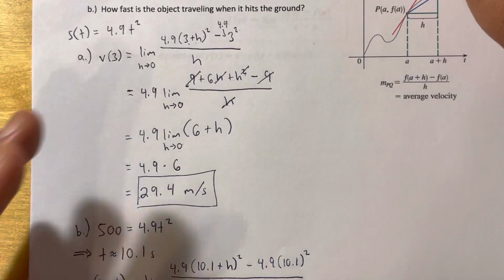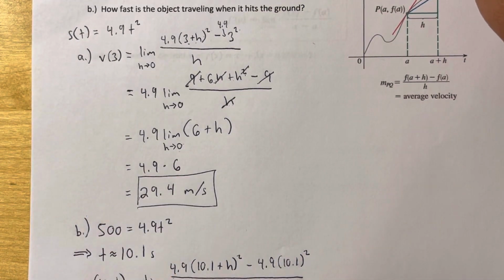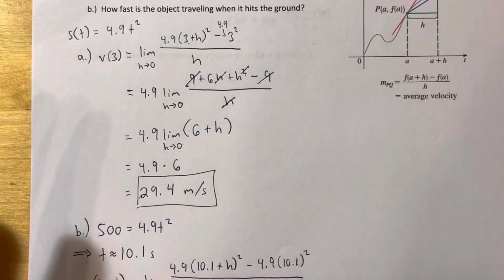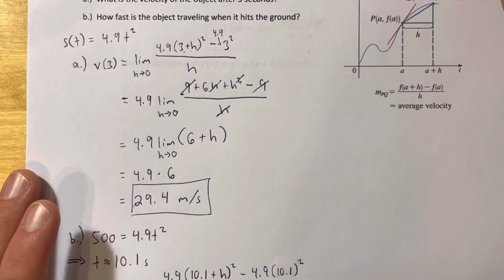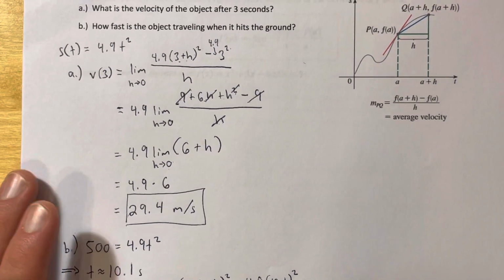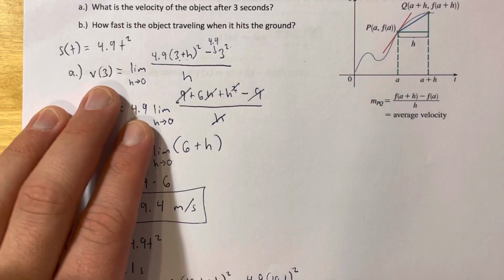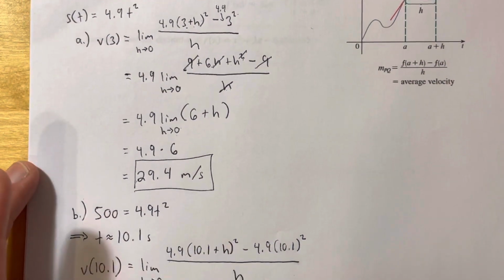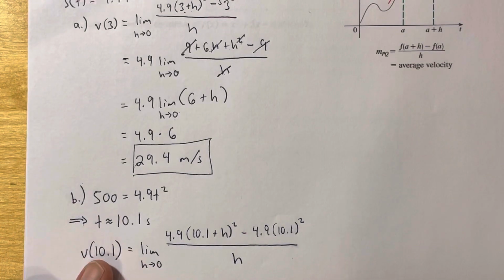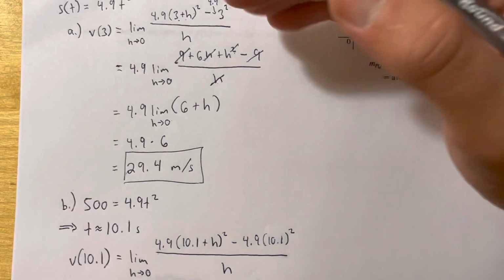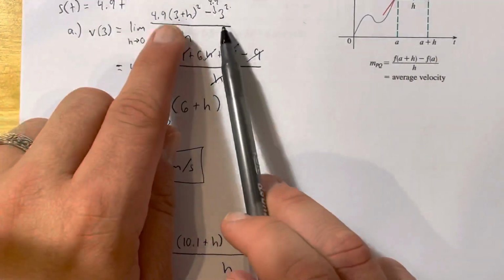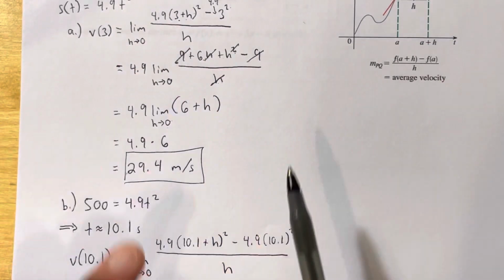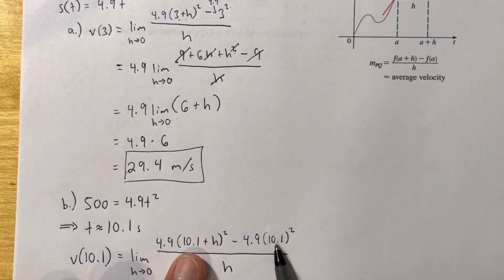Now I want to point something out here. I'm not going to go through all the same steps as before. It's really important in math specifically to start picking up on patterns, because that's going to help you save a lot of time and be efficient. So when we evaluated this velocity function, v of 3, how does that compare and contrast with what we're doing down here, v of 10.1? Well, the expressions look almost the same. The only difference is that where I had 3's showing up here, I'm having 10.1's show up down here.